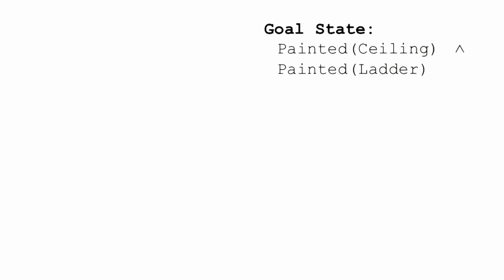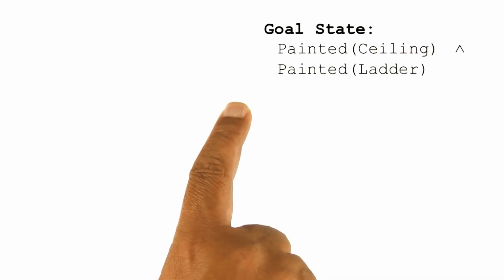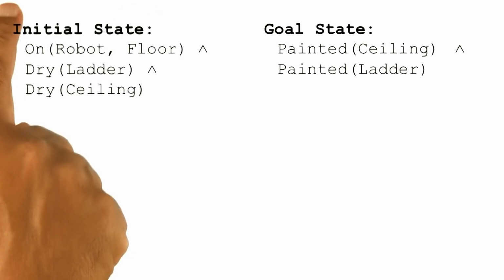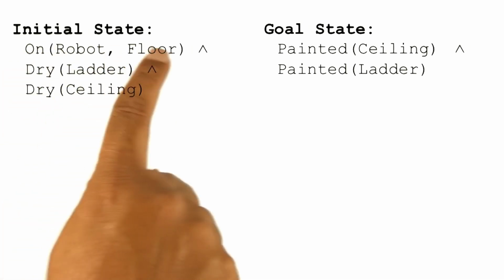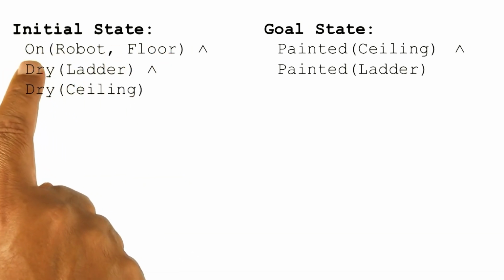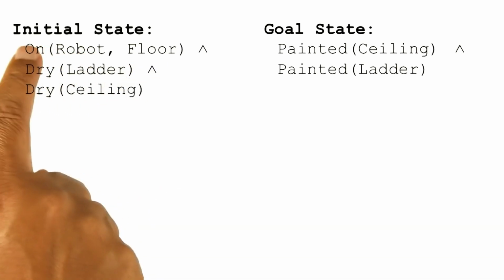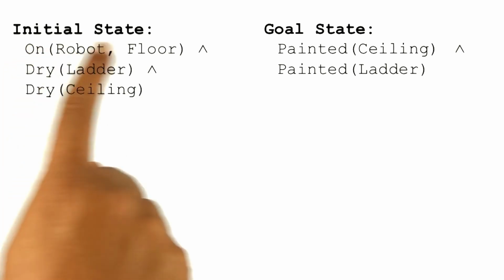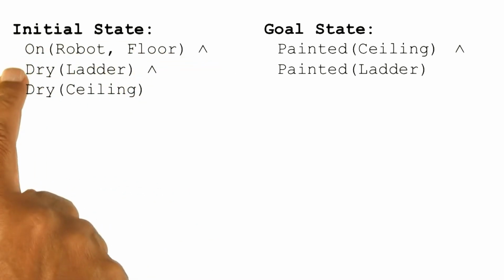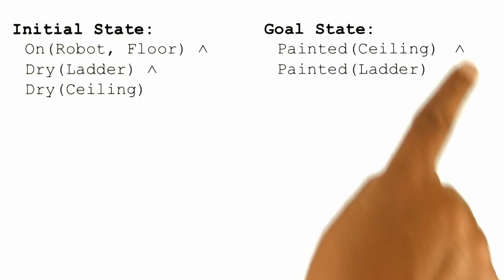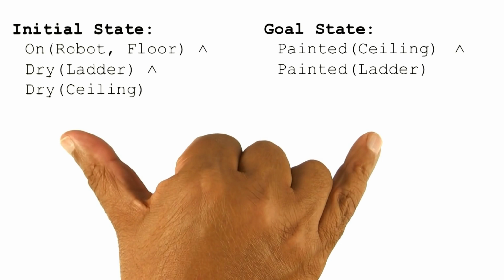So we just talked about goals and the goal state of the goals. In order to specify the goal fully, we need to not only specify the goal state, but also to specify the initial state. So let's do that. Let us suppose that the initial state in this world is that the robot is on the floor. Note how I'm writing this. On is a predicate. This is a two-tuple, and I'm reading this as robot on floor. So the robot on floor, and the ladder is dry, and the ceiling is dry. So this is the initial state. This is the goal state. Now we have fully specified the goal.